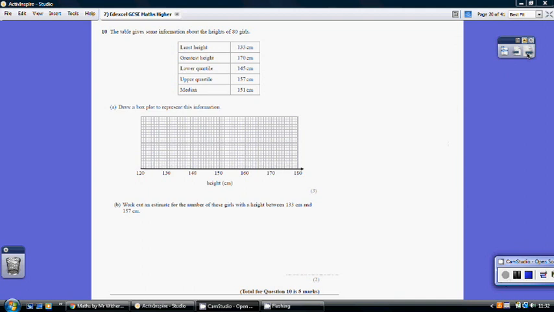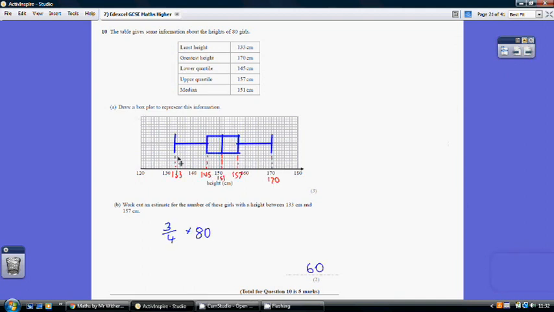Question 10. So with this, it's pretty straightforward. You just need to know what a box plot looks like. So it starts off with the least height, which is 133. Now the rectangle commences at the lower quartile of 145. The line inside the rectangle is the median, so that's at 151. And the line at the end of the rectangle is the upper quartile, which is 157. And then the very final line on our box plot is the greatest height, which is the 170. So there we go, that's how we got all these points.